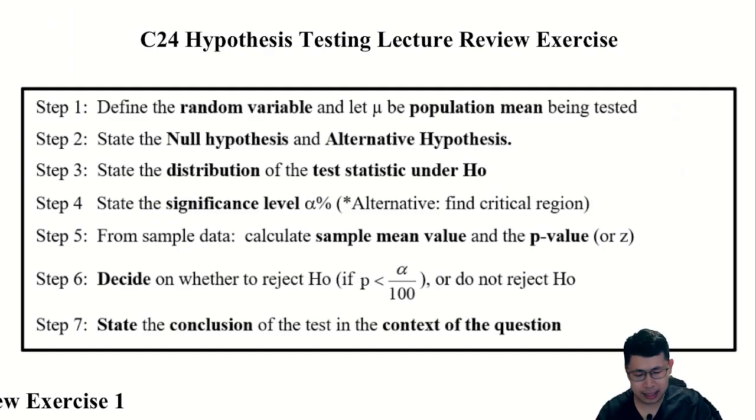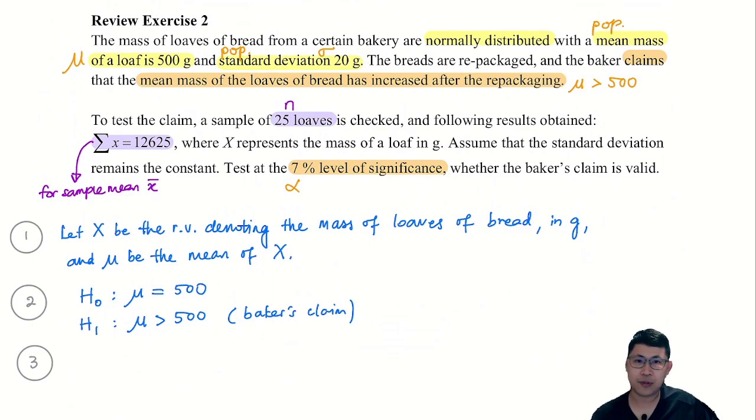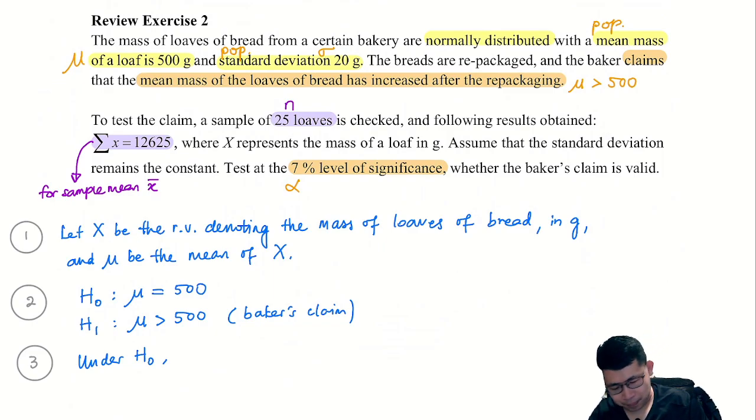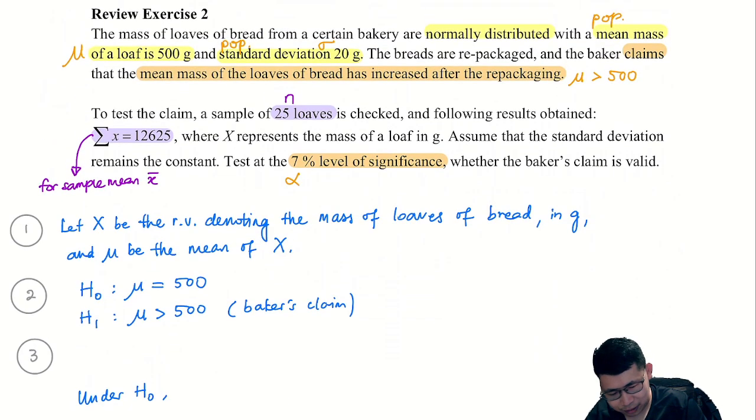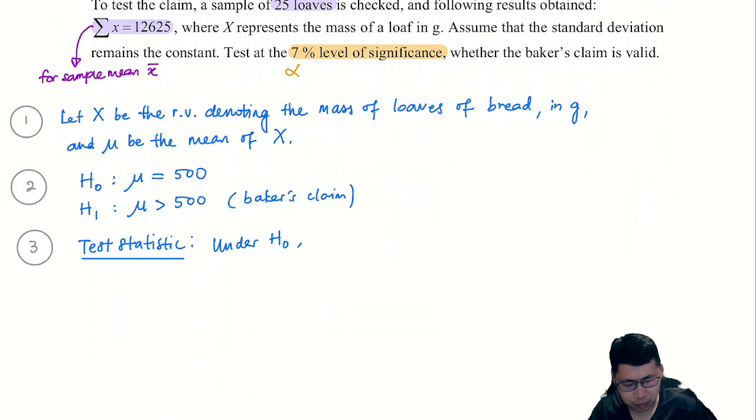We will need to state the distribution of the test statistic under H0. So we will need to assume that H0 is true and get the distribution, meaning we need to get the normal distribution from this. For step 3, assuming that H0 is true, or under H0, we are going to write down our test statistic.